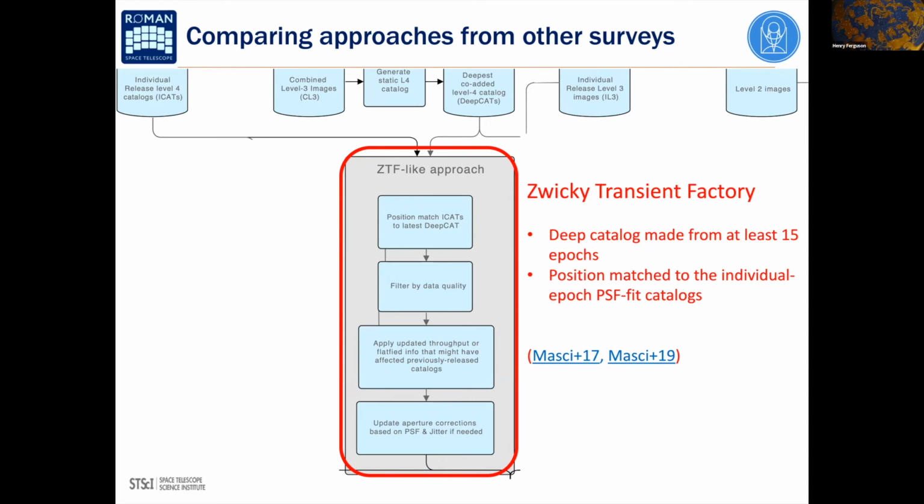ZTF makes a deep catalog from at least 15 epochs, position matches the individual PSF fit catalogs, but doesn't do forced photometry.